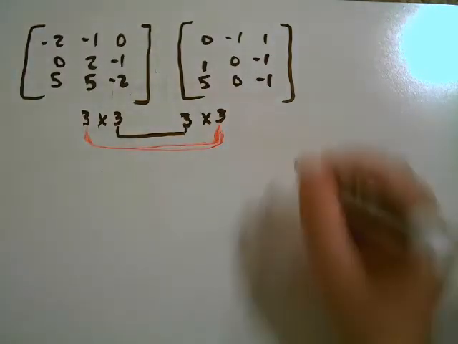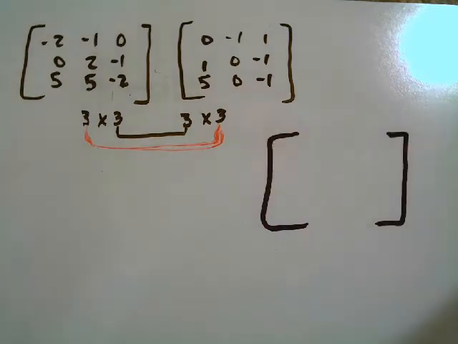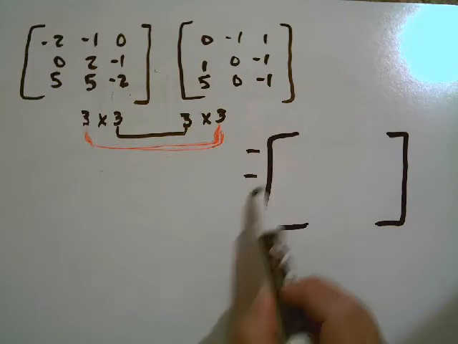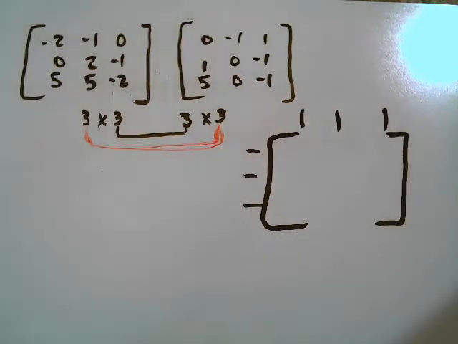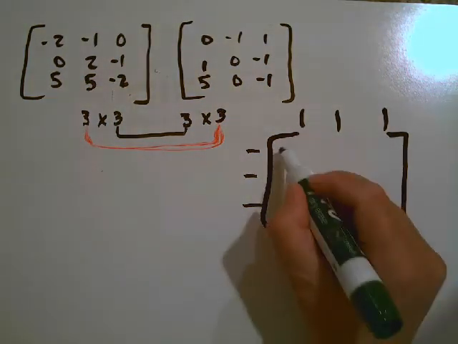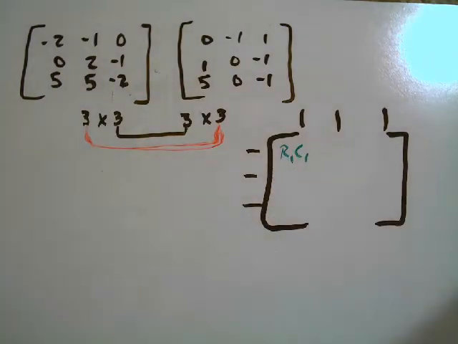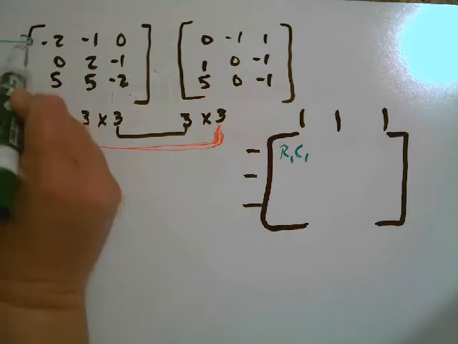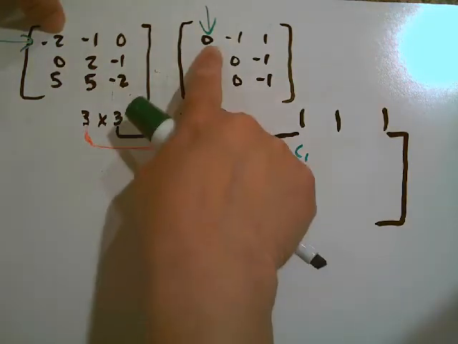So I'm going to go ahead and make my answer. And notice this one is a 3 by 3. And now let's go see if we can find what goes in each spot. I'm going to start with this spot. Row 1, column 1. So since this is row 1, I'm going to use row 1 and column 1. So I have the first element and the first element.